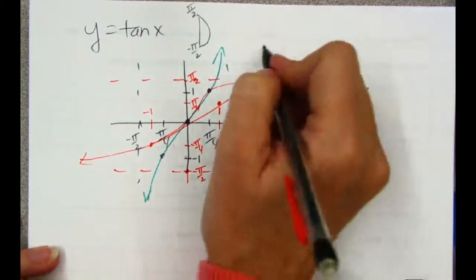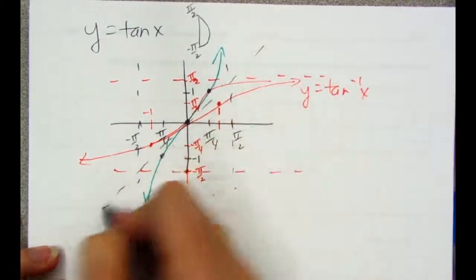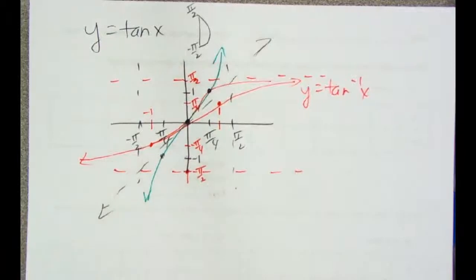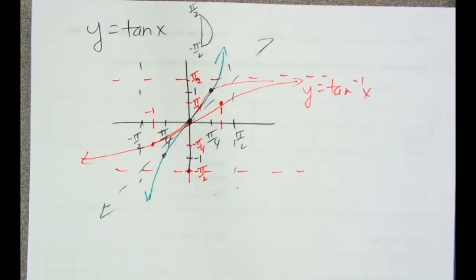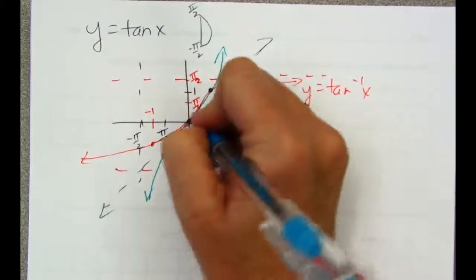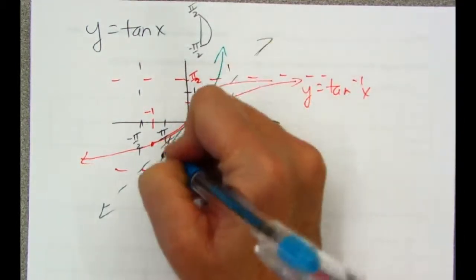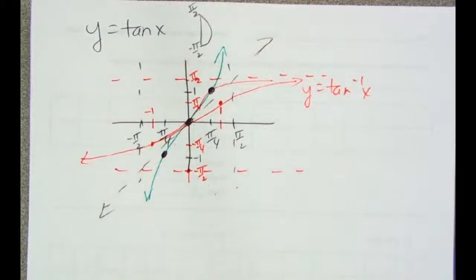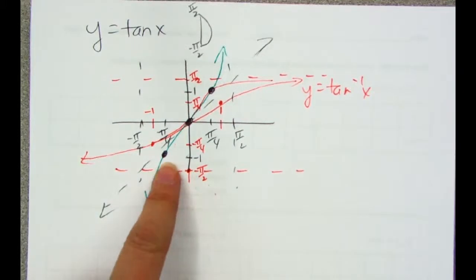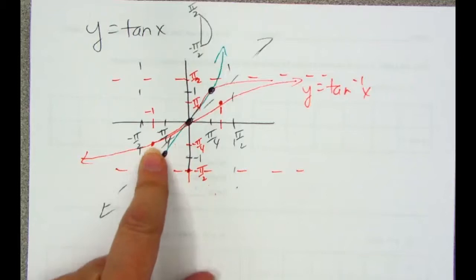And that is across this line. Repeat what you said. Okay, so what is it that you need? You just switch every ordered pair. These three right here, those are my original tangent points on my blue-green. So this point was negative pi over 4, negative 1. Now it's negative 1, negative pi over 4.